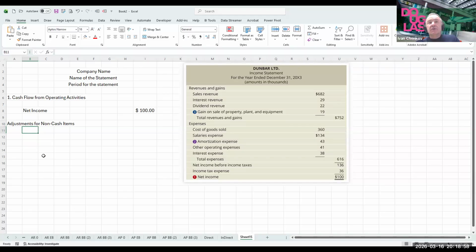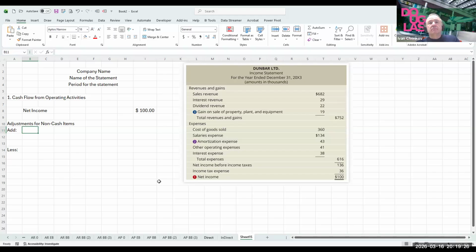So let's go. First, we're going to make adjustments for the non-cash items. For the non-cash items, we have two options: either we add it back, or we deduct it. Which items are we going to add back? We're going to add back items which are affecting our net income in a negative way.